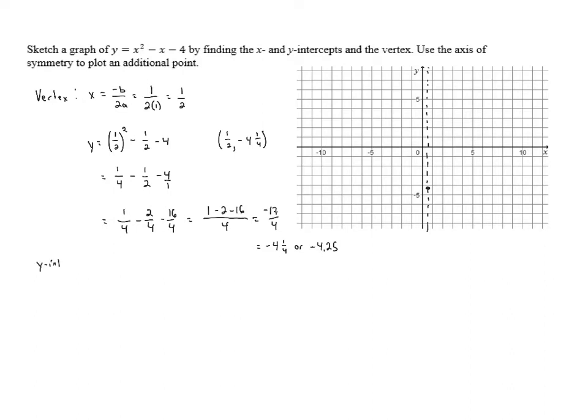We'll start with the y-intercept. That's always the easiest because it just comes from the constant term. In this case, we're going to have y equals -4, which we can plot right there. And then we can use the axis of symmetry to plot the mirror image of that point over here to the right. So we've got that.